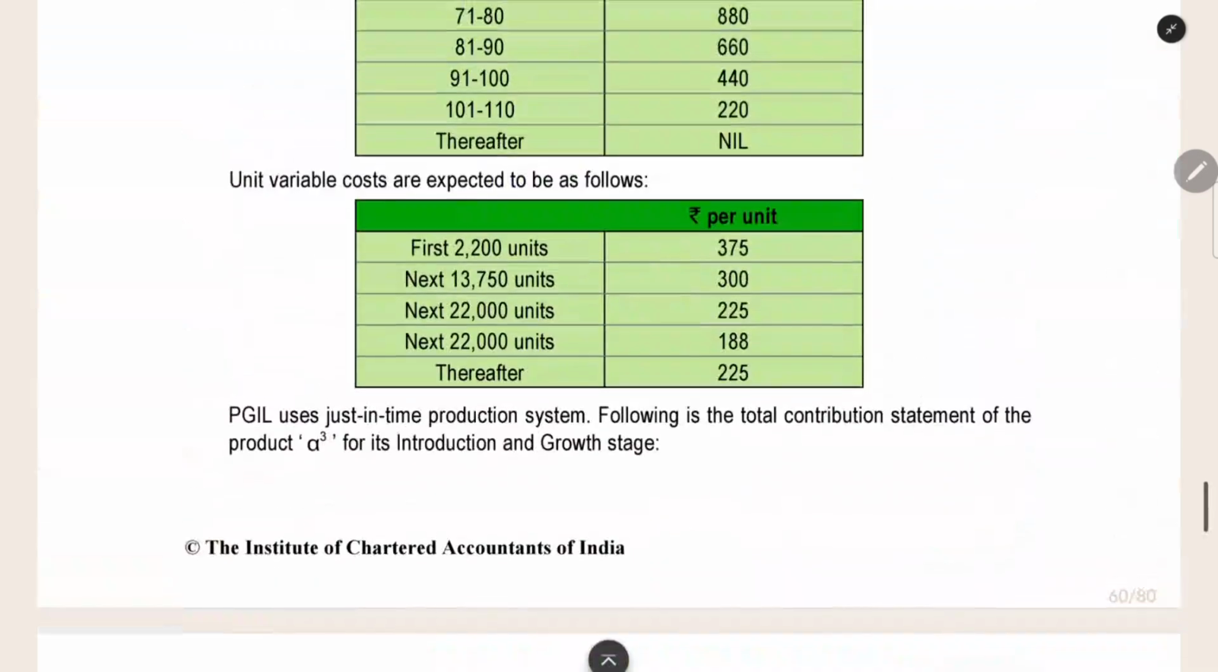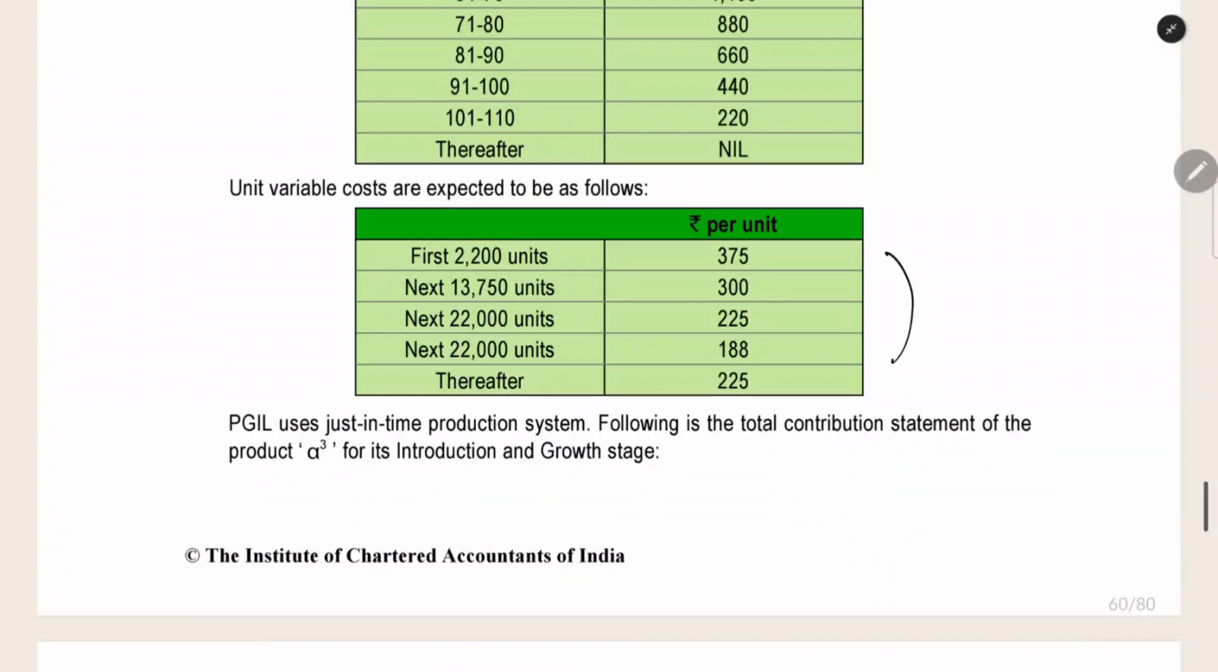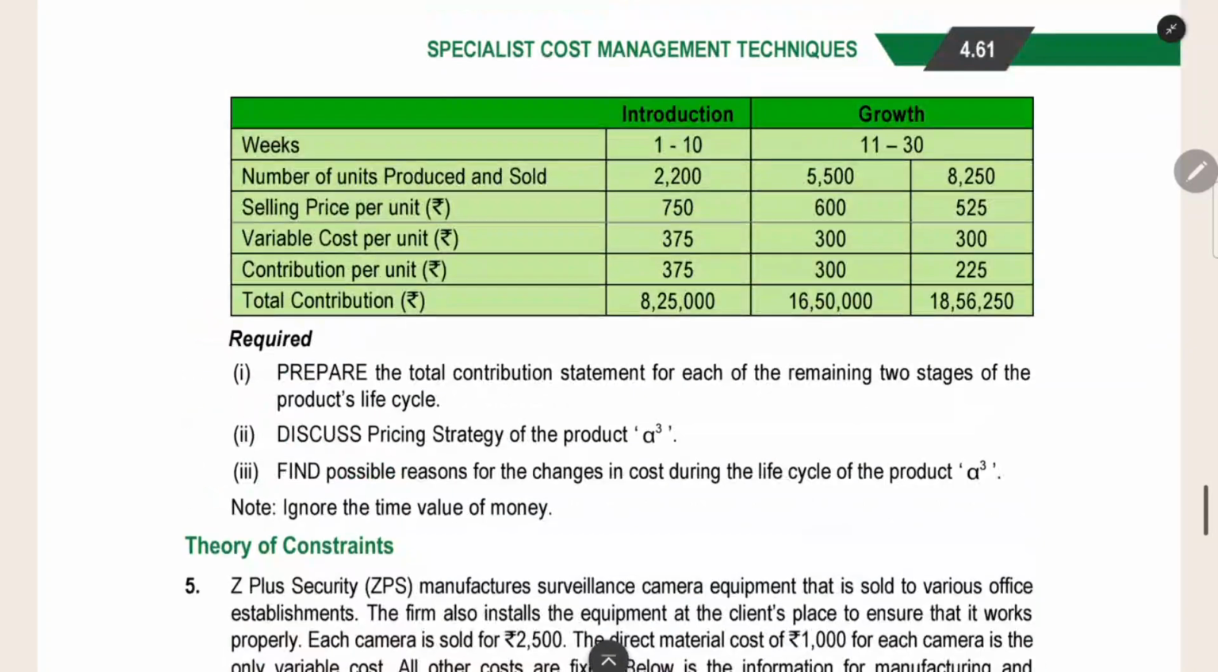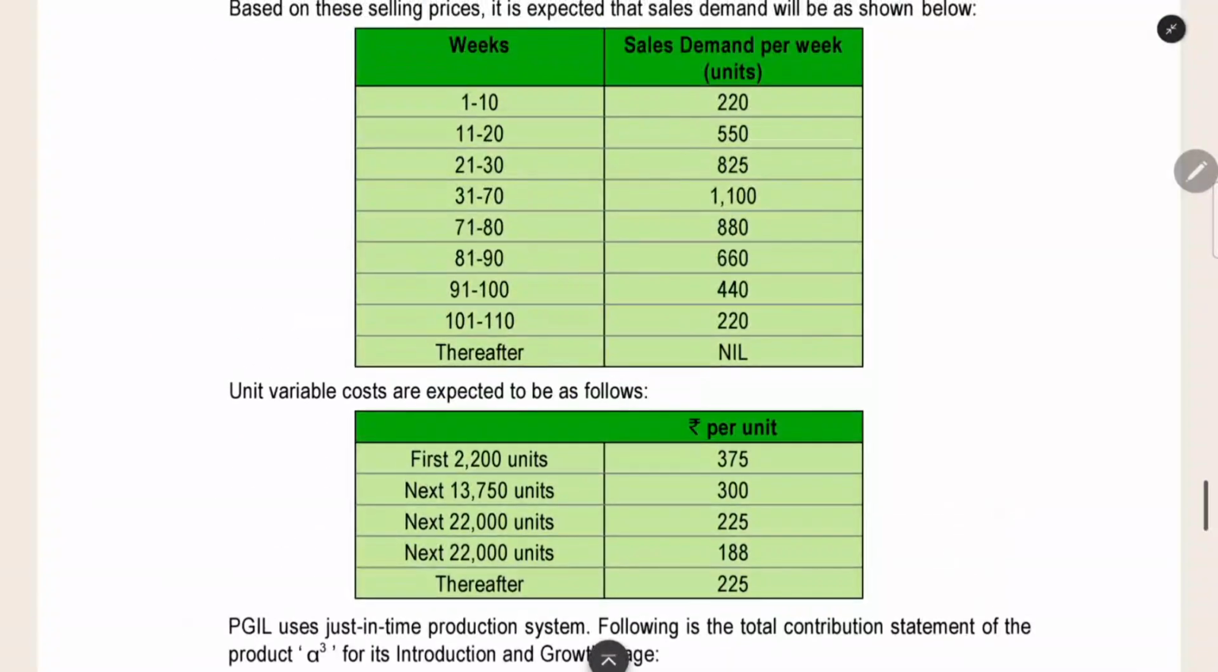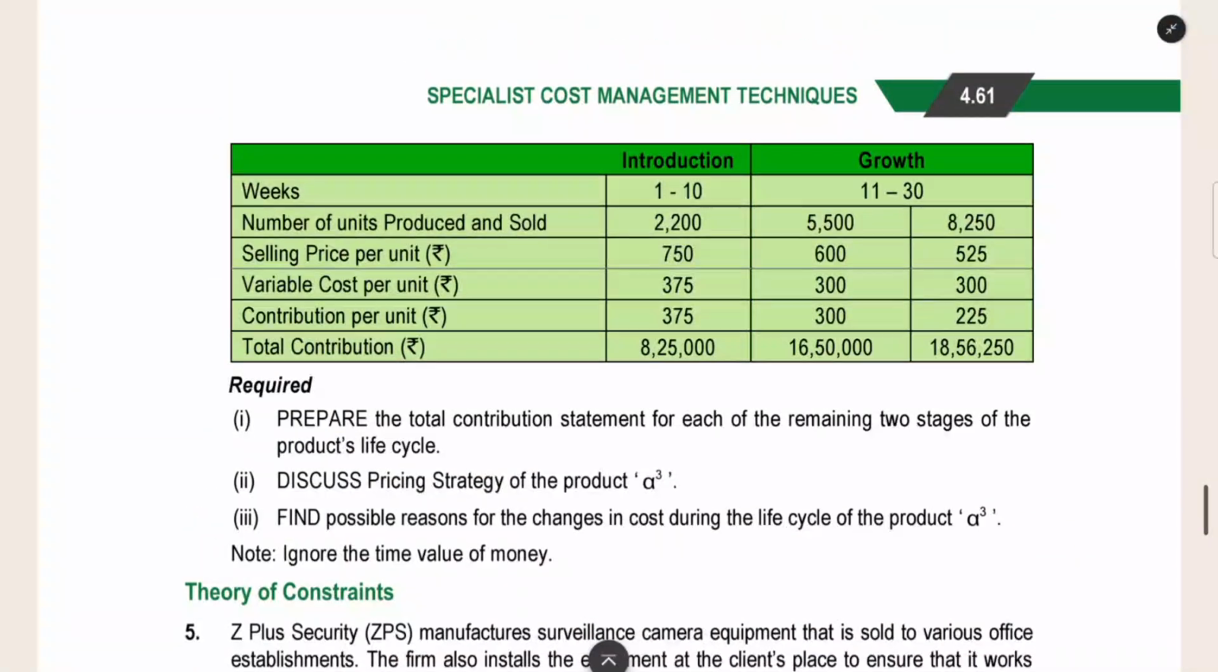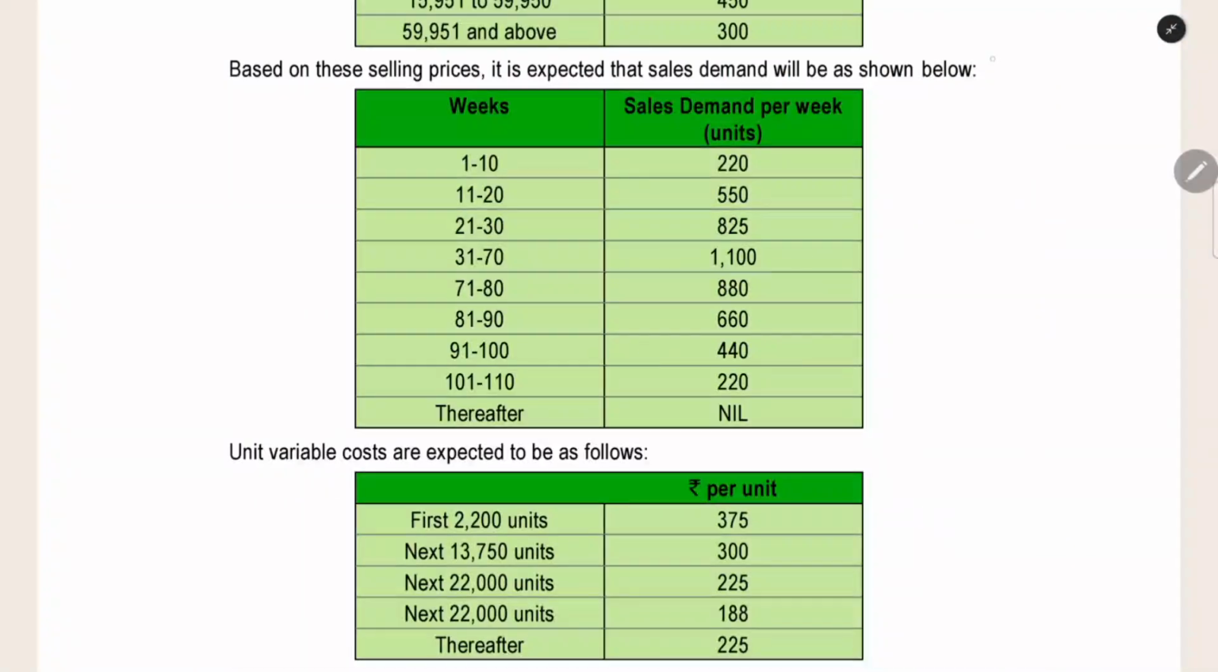The variable cost, we are reducing it on stage by stage basis. Why we are reducing? That is what they are asking. First, we can see the first solution. For the decline stage and maturity stage, we have to calculate the total contribution statement in the same format. Now we can notice one thing in this table.